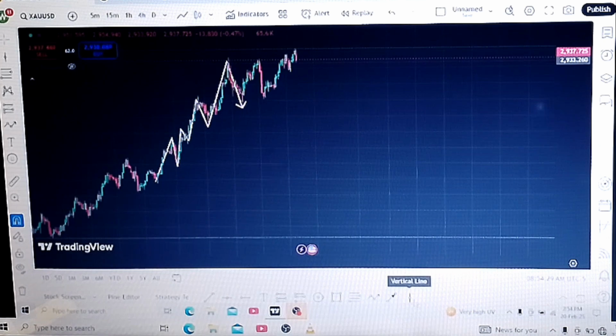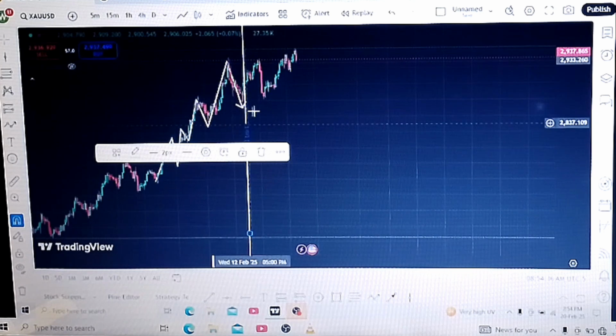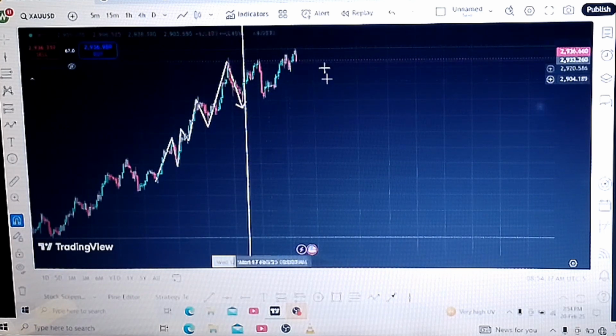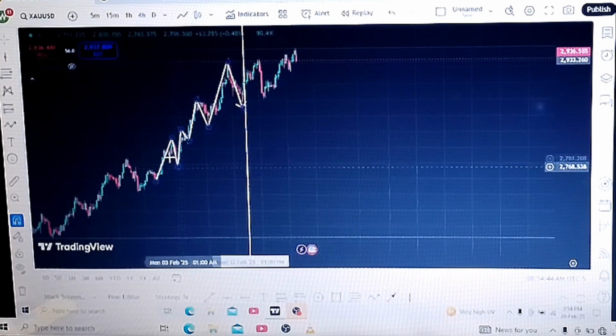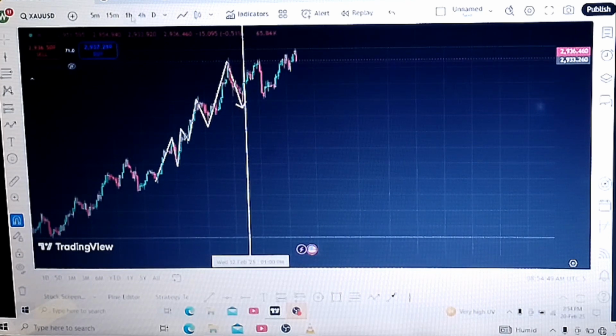Let me just use a vertical line to demarcate it. This particular place you are seeing, let's assume there's this line now. There's nothing here. We want to analyze this market now. Hope you have gotten that this is already an uptrend. We are doing our analysis on the 4 hours.